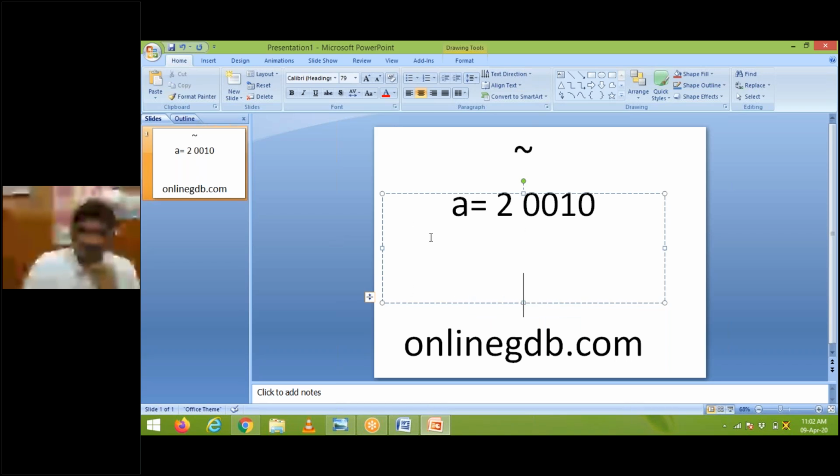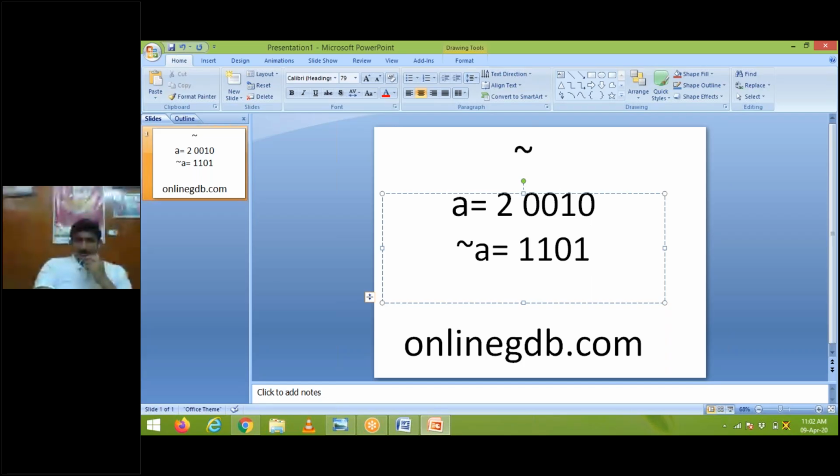Okay, here if you would like to find out the one's complement of A, instead of zeros you have to take 1, and instead of ones you have to take 0. That means 1 1 0 1 will be printed. That means put 0 in the place of 1.